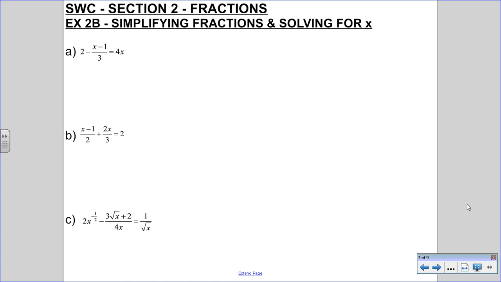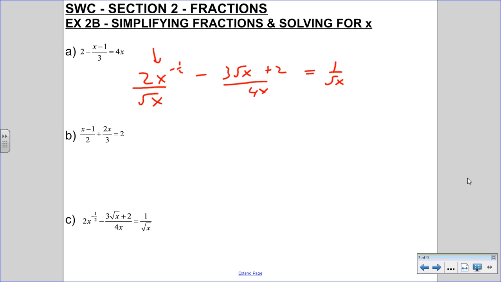Let's just do that last one. Okay, a bit more challenging this time. So 2x to the minus a half, minus 3 root x plus 2 over 4x, equals 1 over root x. Okay, let's tidy up this x to the minus a half here. We know that that is the same as root x, don't we? Because it's 1 over x to the half, and x to the half is root x. That's quite helpful. So if we're trying to make the denominators the same on the left, this one has a 4, this one doesn't. So we times the top and bottom by 4, do you see?